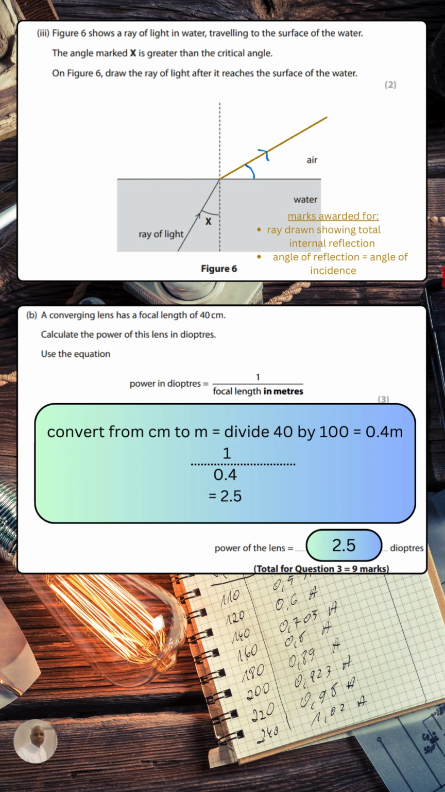The last bit, part B, asks you to do some calculation. What is given to you? You're given centimeters. The first thing to pay attention to, and you'll notice, is that focal length is in meters, and it is in bold, so you need to pay attention to that. So the first thing is to convert from centimeters to meters. You divide 40 by 100, I get 0.4. 1 divided by 0.4, I get 2.5, and that's your answer.